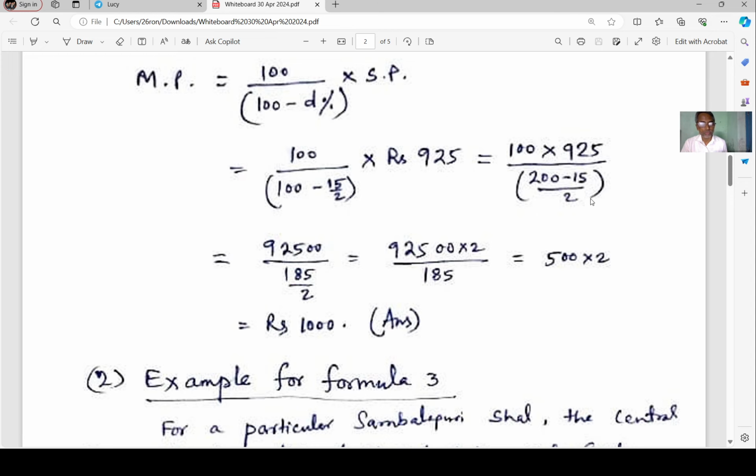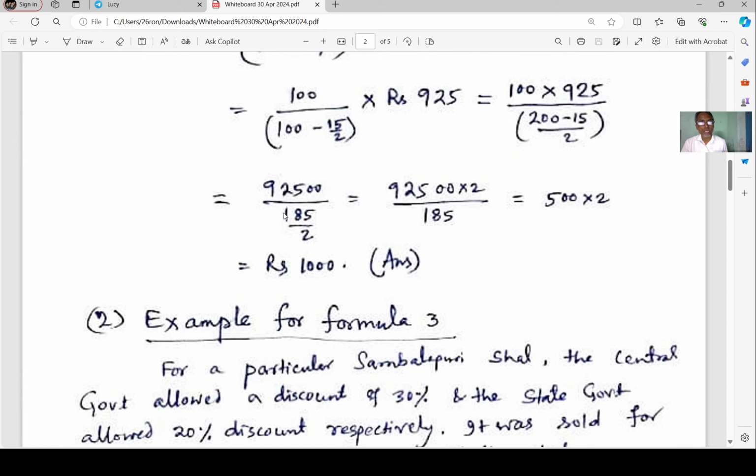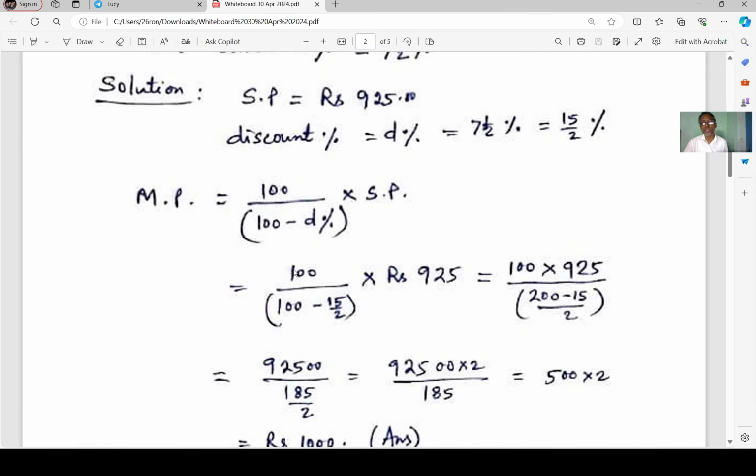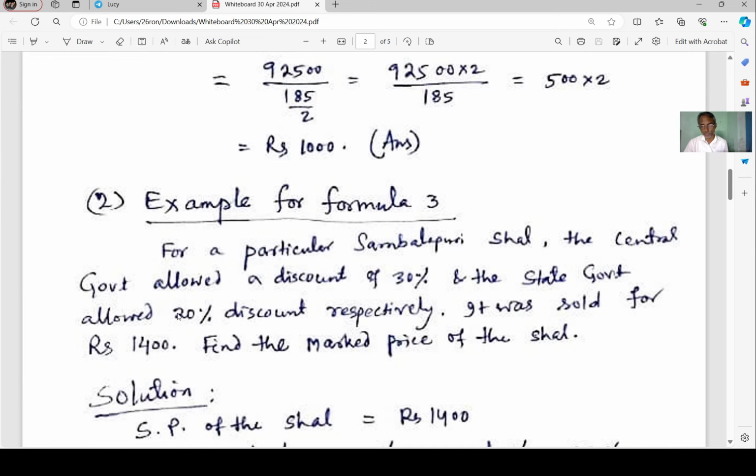This is equal to 100 into 925 divided by (200 minus 15) total divided by 2. Hence 925 multiplied by 100 means 92,500 divided by 185 by 2. And this 185 by 2 is reversely multiplied, that means 92,500 multiplied by 2 divided by 185. This is equal to 500 into 2 or rupees 1000. Hence marked price of the commodity is 1000 rupees.